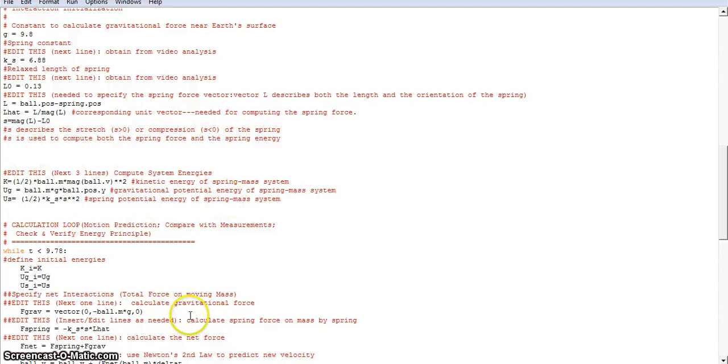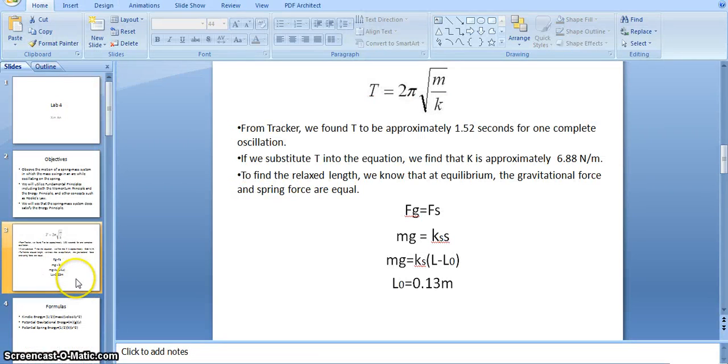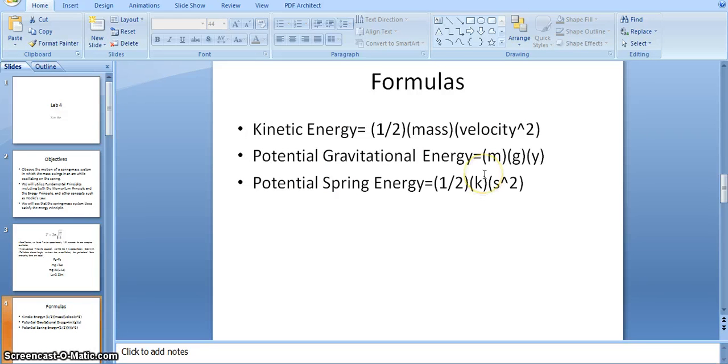Over here, if I show you in my PowerPoint, these are the formulas. We know that kinetic energy is 1/2 mv squared. Gravitational potential energy is mgy. Spring potential energy is 1/2 ks squared. And those are the formulas right there.